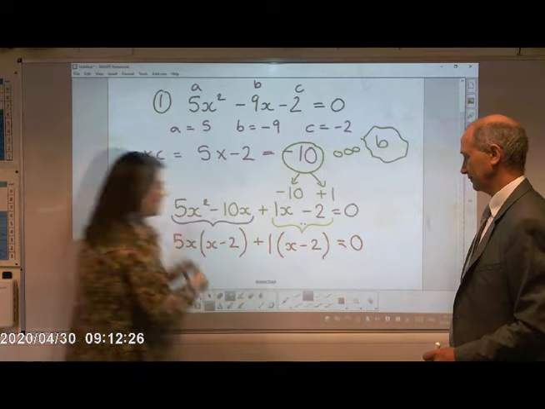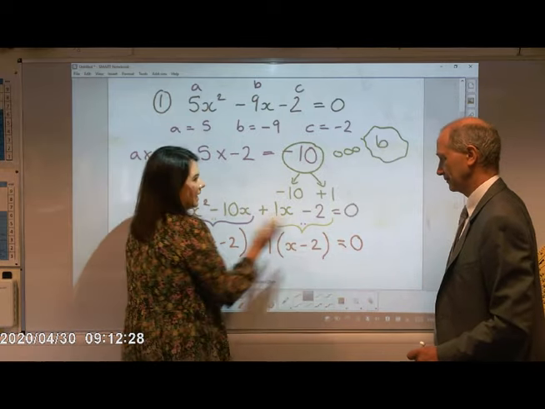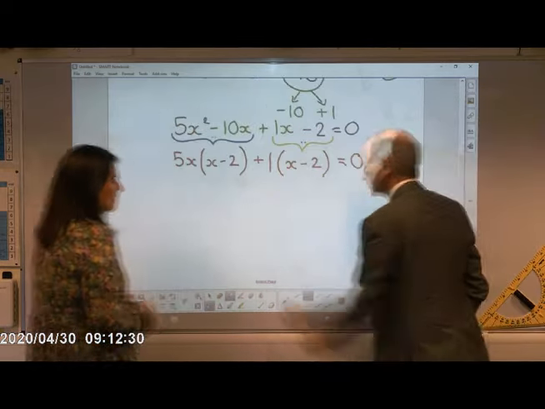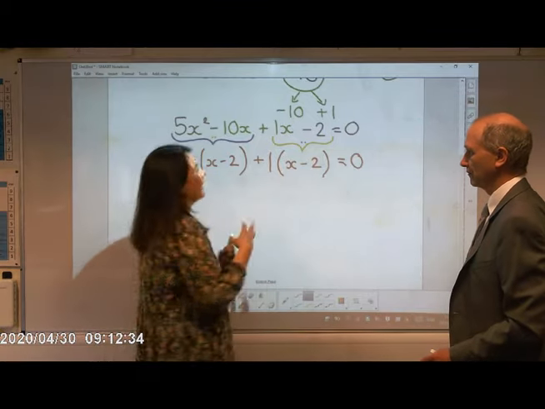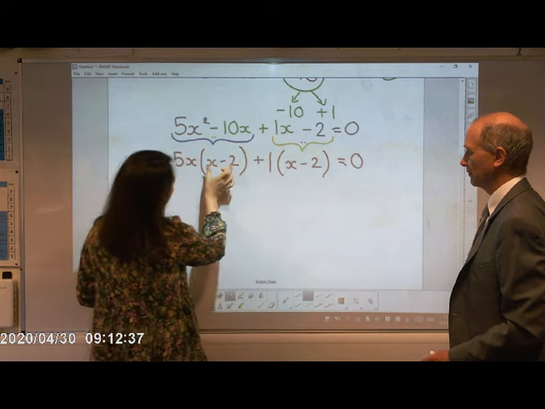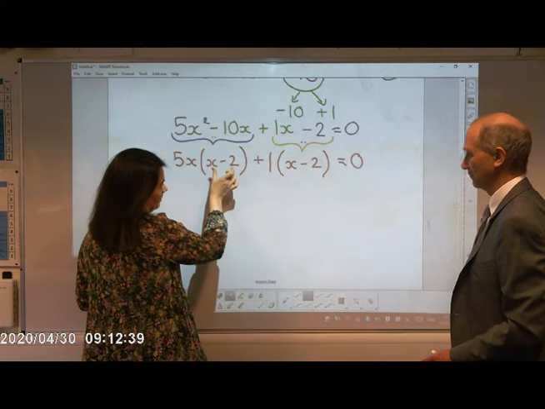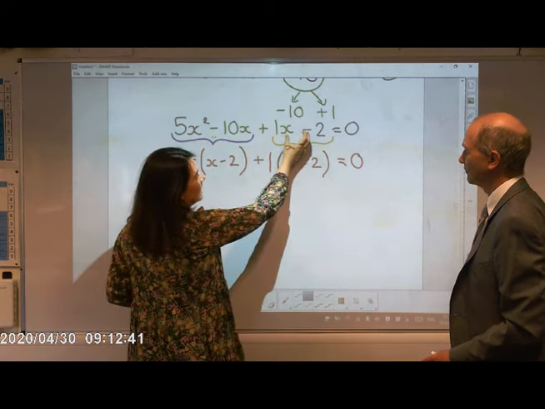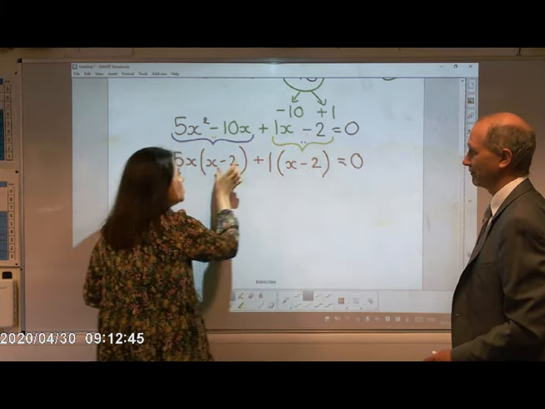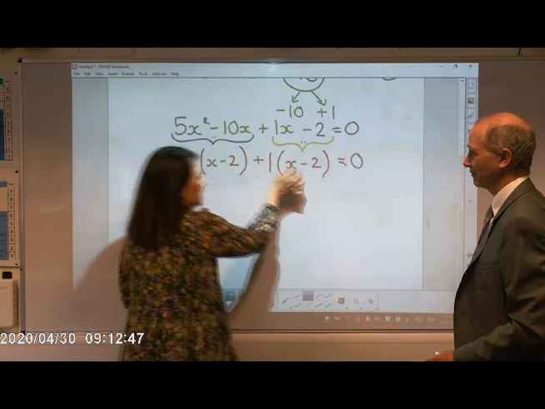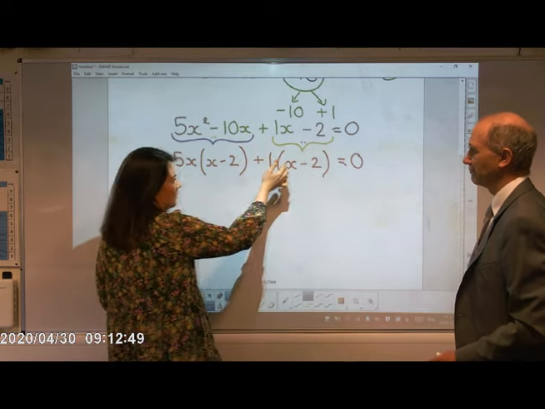Now, that's the magical bit. They've both got the same thing going on. I'm just going to point this out here and now. If I had X plus 2 here, I would want to factor out minus 1 here in order to get X plus 2 over here. So you always have to be thinking that you want these two brackets to be the same.